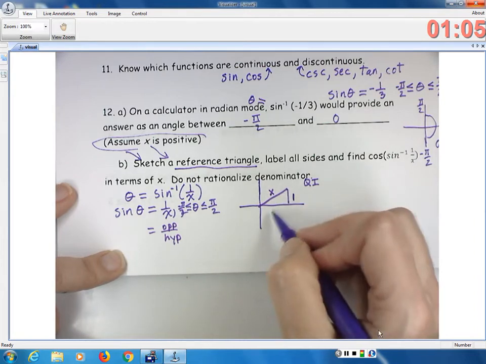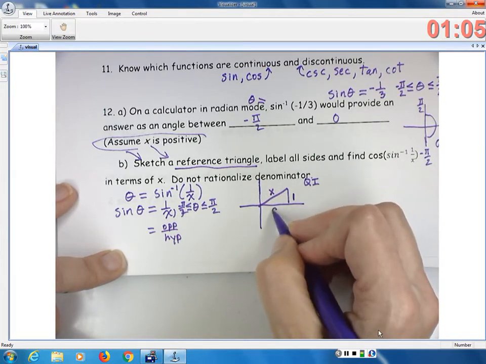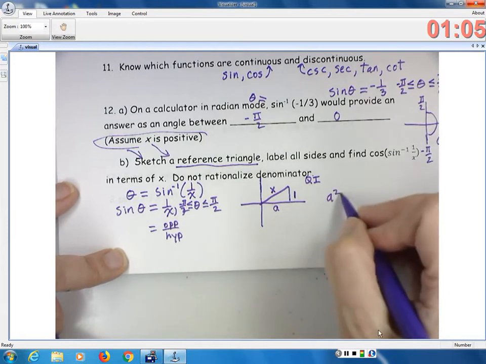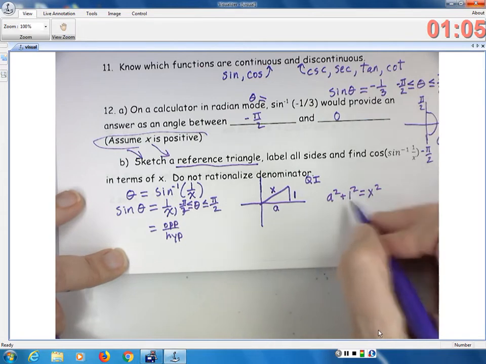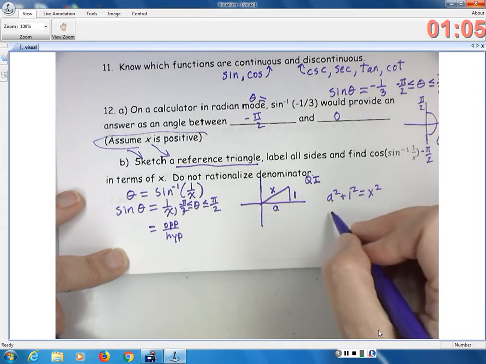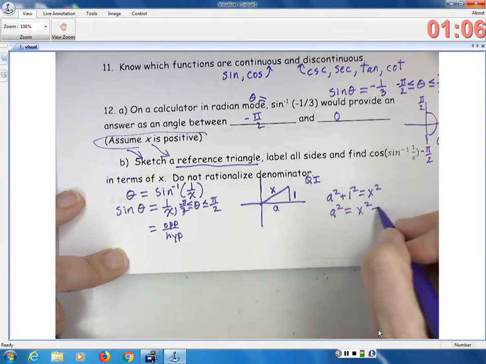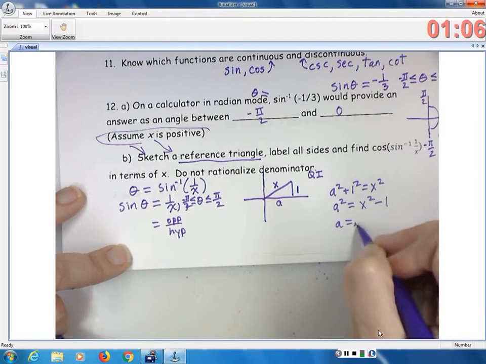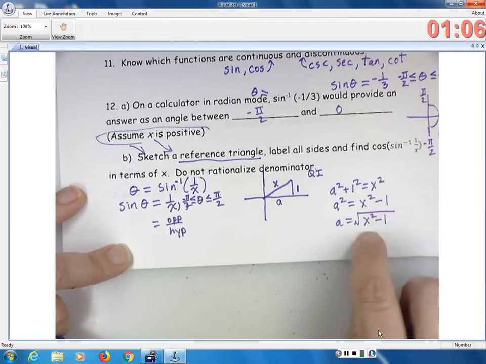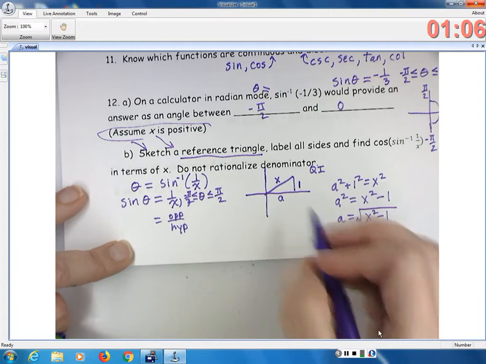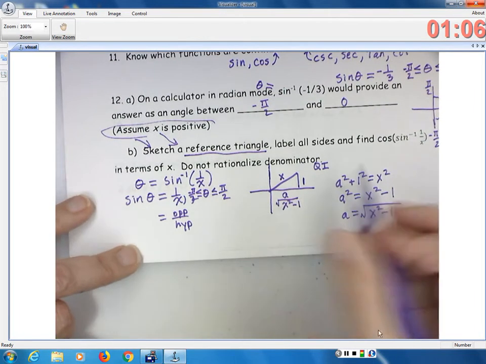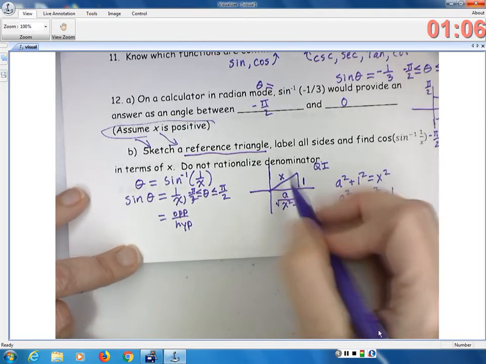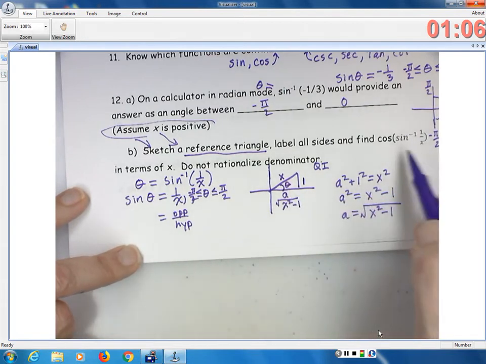So I need to find, let's call this A. So A squared plus 1 squared equals x squared. So solving for A squared equals x squared minus 1. A equals the square root of x squared minus 1. This does not simplify. That's it. This is the square root of x squared minus 1. So what is cosine of this? This is our angle theta. We now need to find cosine of theta.